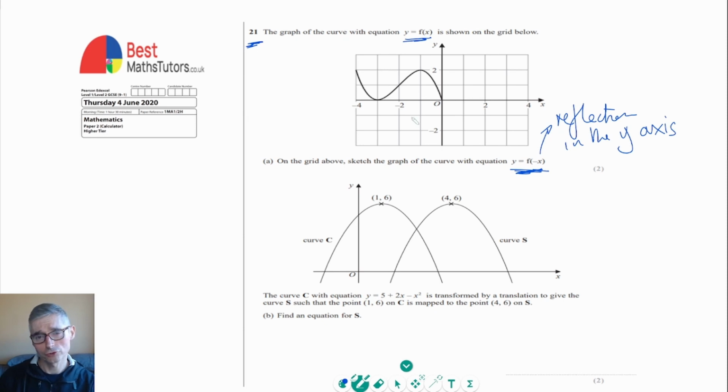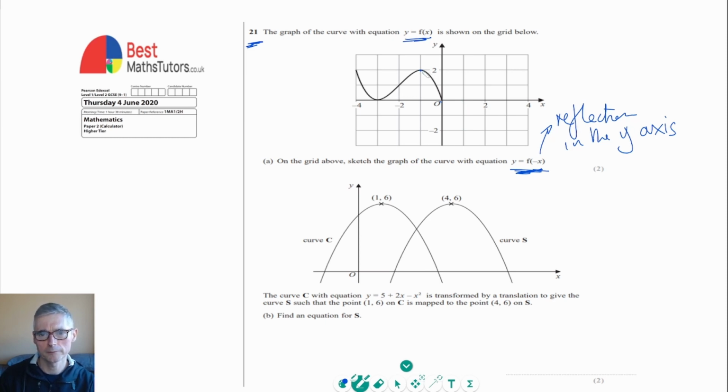So all we need to do is just reflect this curve in the y-axis, and we just have to be very careful about some of the specific points we've got. If we just went a bit artistic and said, oh, that looks like a reflection, that actually wouldn't do it. We've got to get some of the specific points.